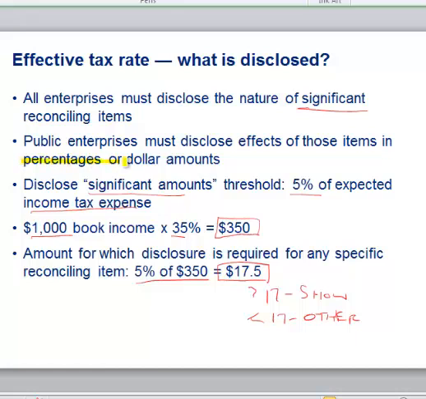Sometimes when you see rate recs, they're shown in dollars and sometimes in percentages. The rule says you can do either way. Some companies choose one, some companies choose another. Which one do you think is better? Connie, what do you think is better?